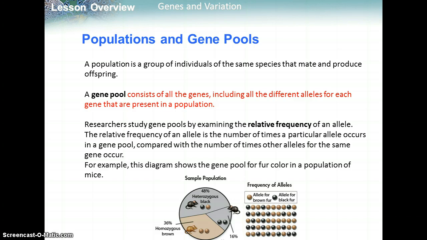For example, this diagram down here shows the gene pool for fur color in a population of mice. So we see between the 48% and 16%, we have black colored mice. 36% of the population are homozygous for the brown trait. So 48% are heterozygous for black, 16% here, it got cut off, is homozygous black. So these are the allele frequencies of that population.